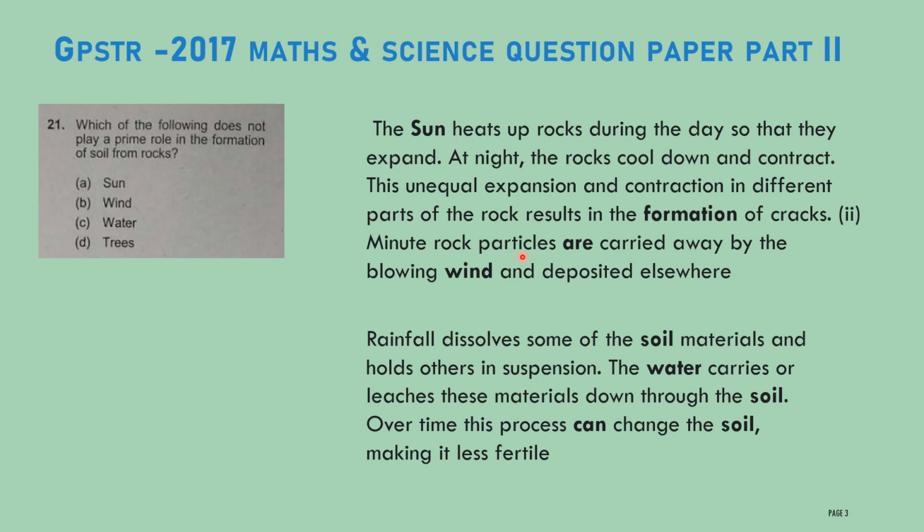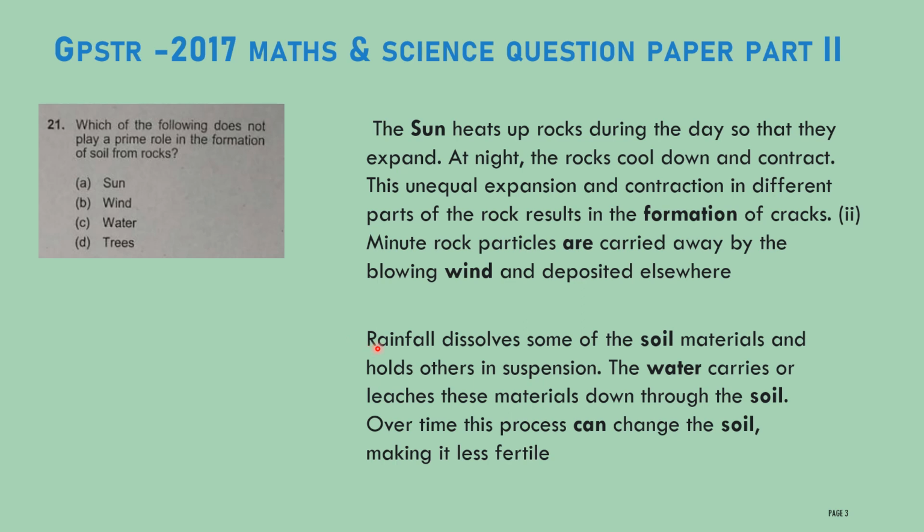Minute rock particles are carried away by the blowing wind. Already you know, when the wind is blowing, it will carry the lighter particles with it, and it will otherwise deposit them somewhere. In the same way, the wind carries minute rock particles with it, then drops them somewhere. Like this, it will help. Then the third one is water. How will the water work?